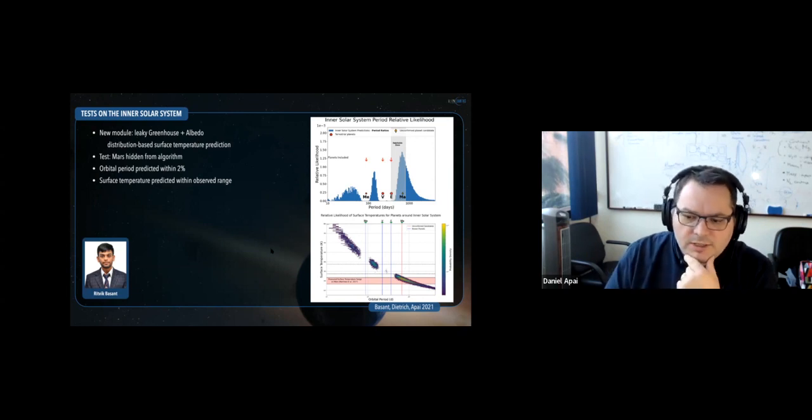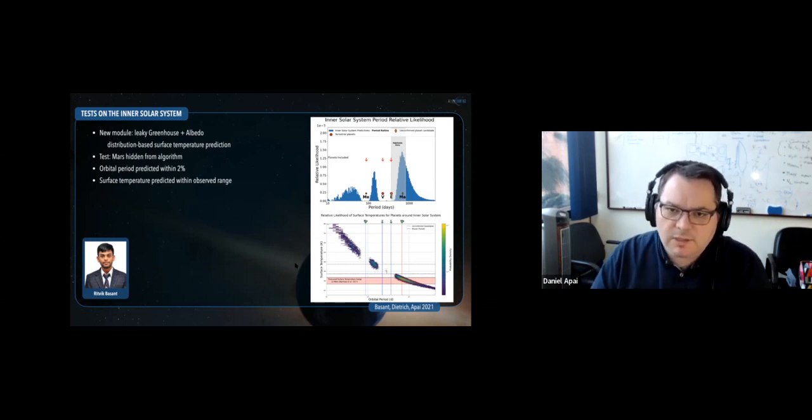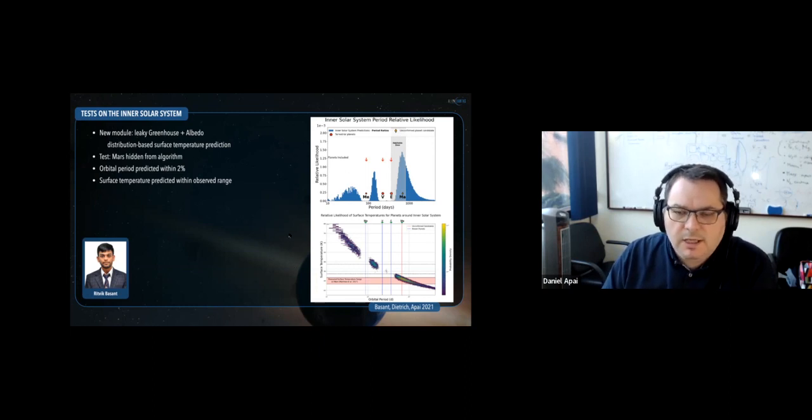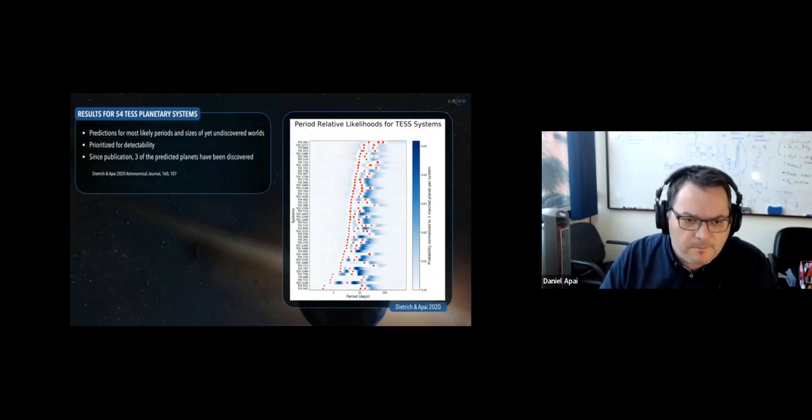For the solar system, we can get back basically orbital periods, in this case for Mars, within 2%, and also the temperature, basically within the temperature range that is measured on Mars. While these are predictions in a statistical sense, they work very well, of course, in the inner solar system and beyond.